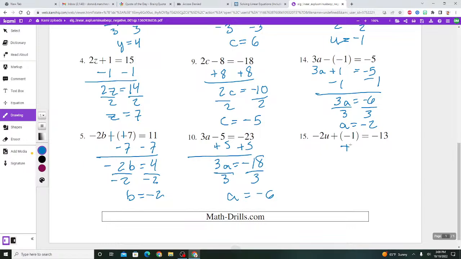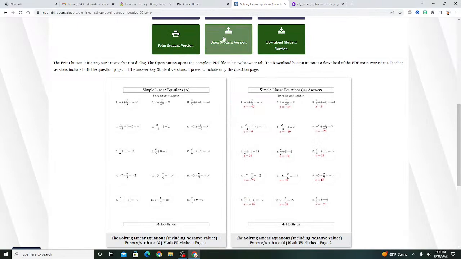Over here, we're going to add 1 to both sides because that's a negative 1. So we have negative 2u equals negative 12. And then we divide both sides by negative 2. And so u equals 6. So there's our first page. Our second page looks like this.